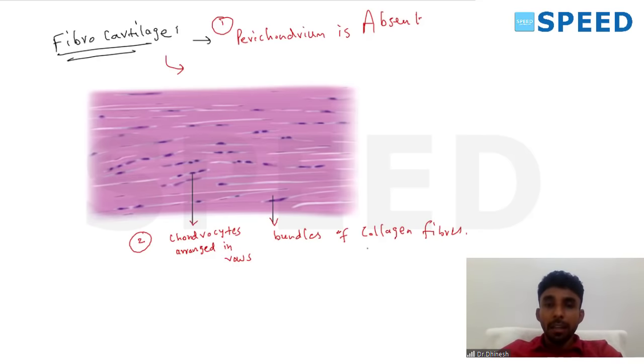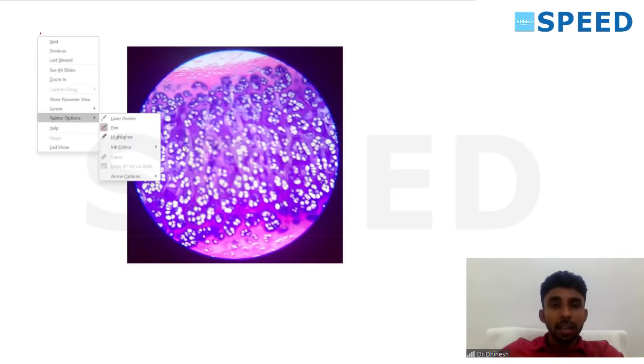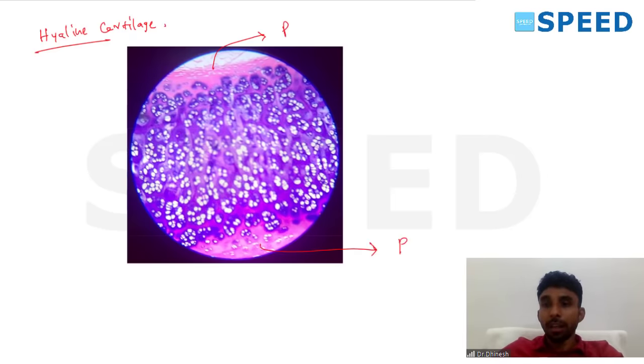What is the main type of collagen fibers present in fibrocartilage? Type 1 and type 2 both, but mainly type 1 collagen fibers. Now let's discuss how to identify the histological image of hyaline cartilage and elastic cartilage. This is the image of hyaline cartilage. How to identify? This is the perichondrium. Are you able to see the perichondrium, the outer covering of the cartilage?